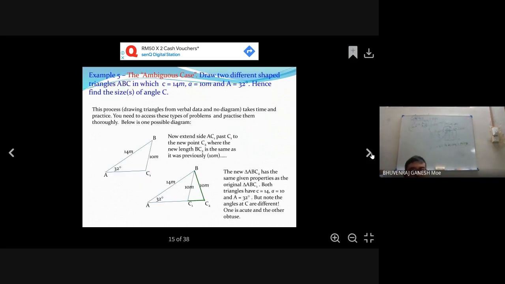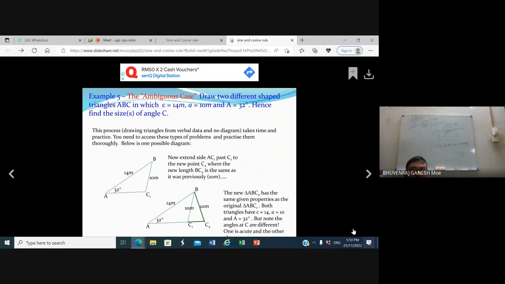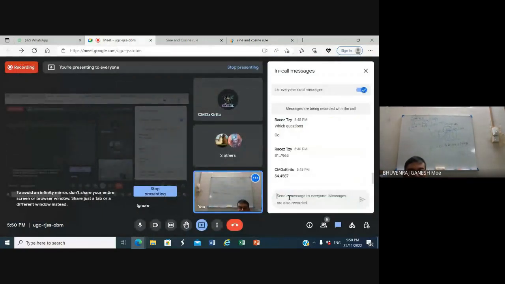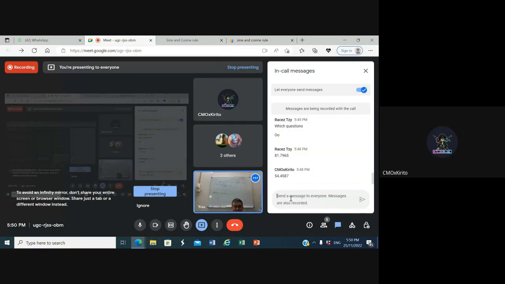Okay, so this is the new part, ambiguous case. I think this one is the best part of the sine rule. Most challenging part.